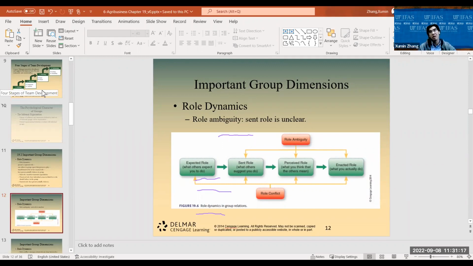Your team members' understandings are all different, and you also have different ideas. Who makes the decision? If more than two people make a decision, you already have conflicts. Usually we have the team leader or the team manager make the decision. Role dynamics is important, and we need to clearly define the roles.